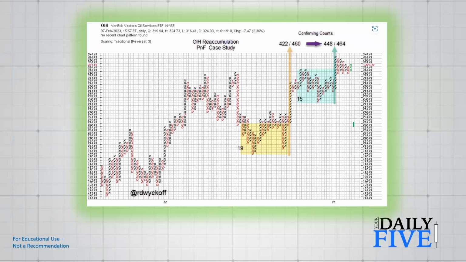The count line is around 232. It's 324 right now, but 232 counts up to 422 to 460. Here, this small reaccumulation structure, which you saw in the daily chart, counts up to 448 to 464. This purple arrow shows that these two counts approximately equal each other. These are called stepping stone reaccumulation counts.